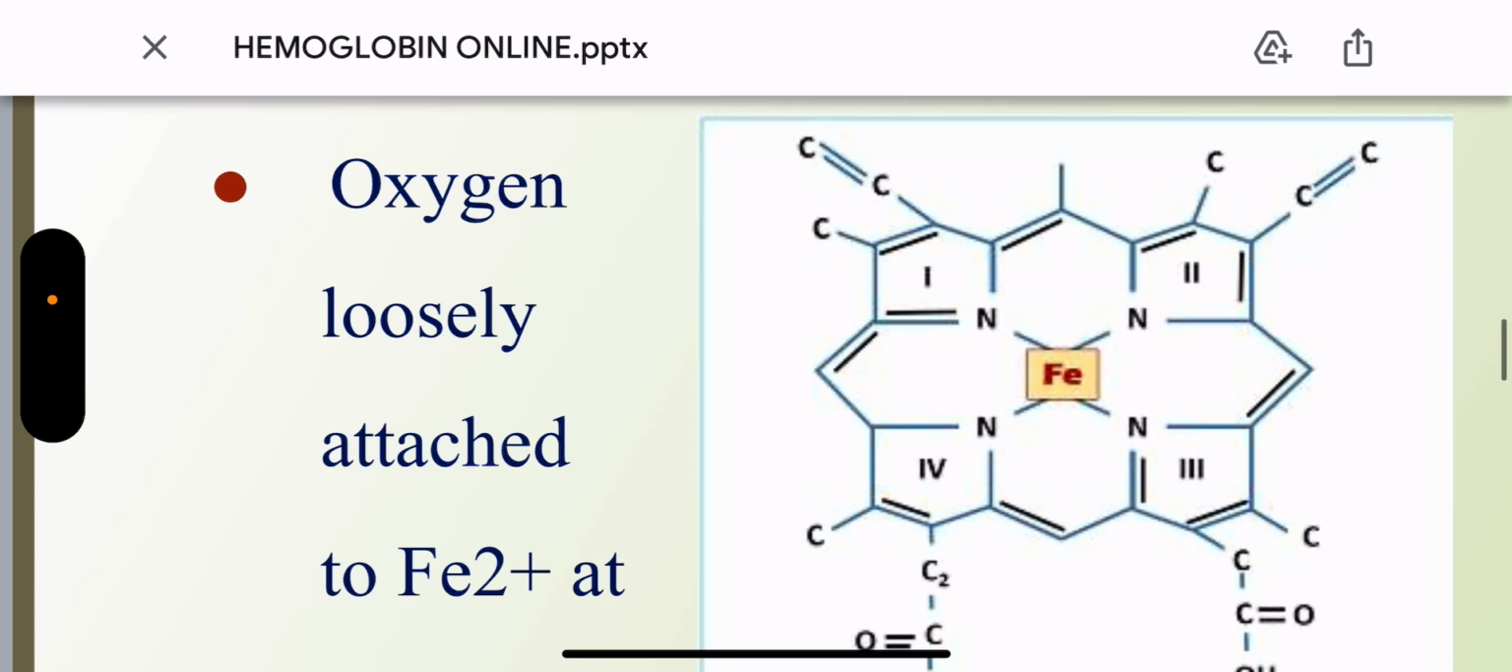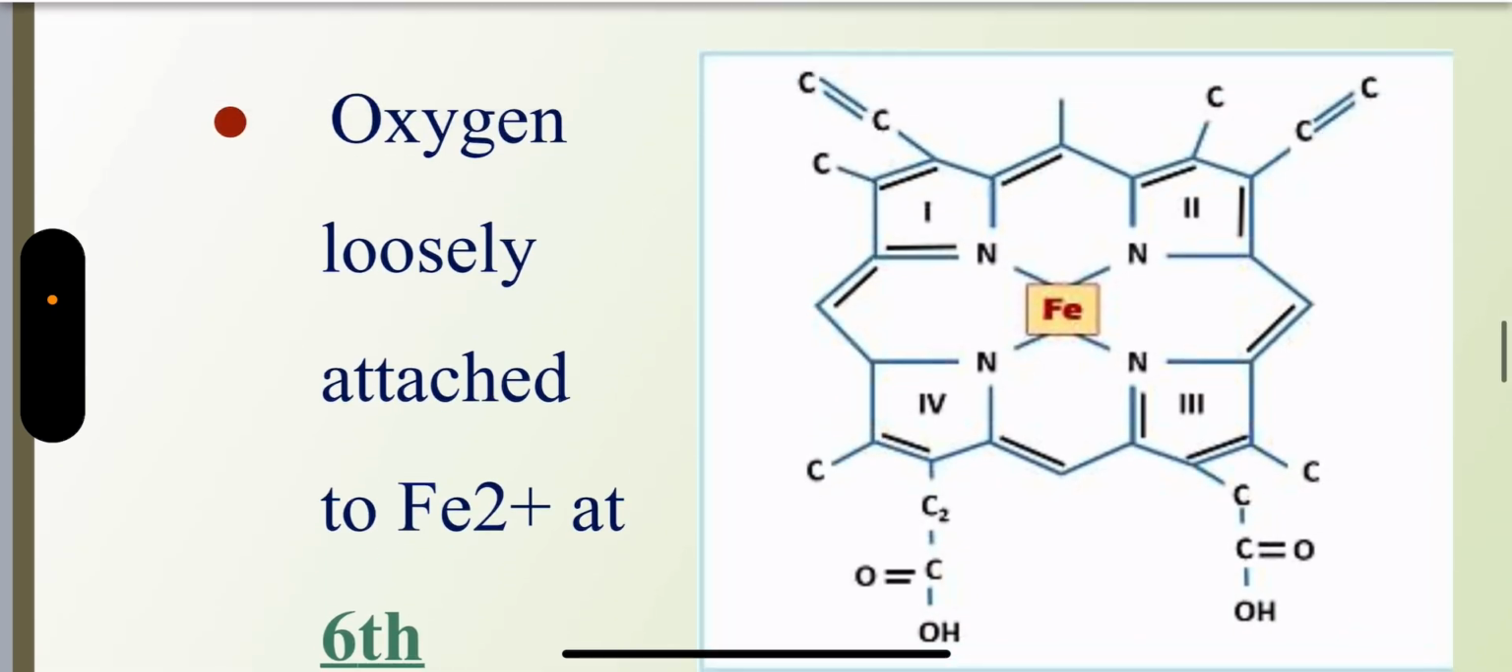Again, a representation of the structure of hemoglobin. Now iron is attached to the pyrrole rings by nitrogen atoms, you can see in this figure. And oxygen is loosely attached to ferrous at the 6th covalent bond. So each molecule of hemoglobin consists of 4 ferrous, and each ferrous is linked to 1 oxygen molecule. So in short, one molecule of hemoglobin combines with 4 molecules or 8 atoms of oxygen.